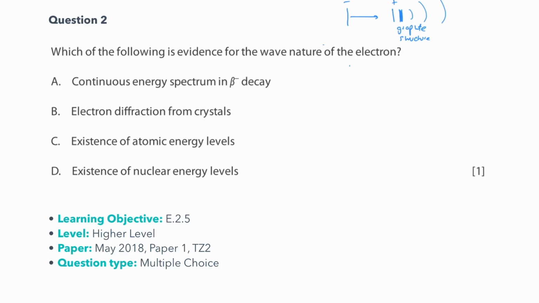So we want to see the word diffraction. Diffraction, I'm instantly going to go with this, but let's just check. Is the continuous energy spectrum in beta minus decay proof of this? No. Is the existence of atomic energy levels proof of the wave nature of electron? No. Is the existence of nuclear energy levels? No. We know it's electron diffraction. Just remember that electron diffraction is proof for the wave nature of the electron.